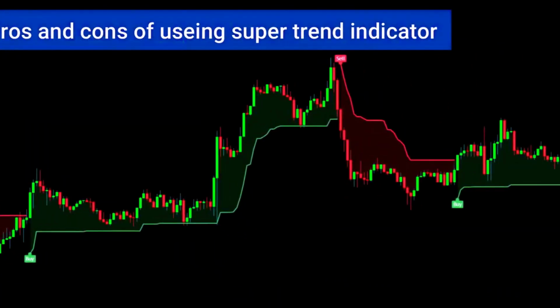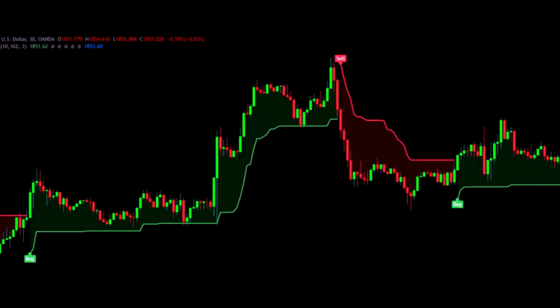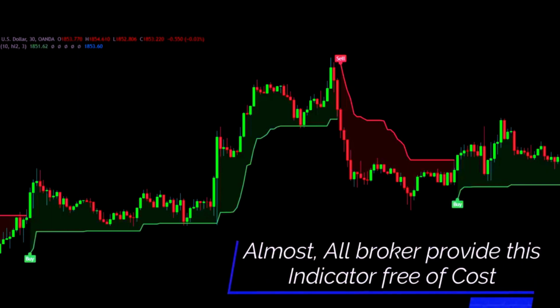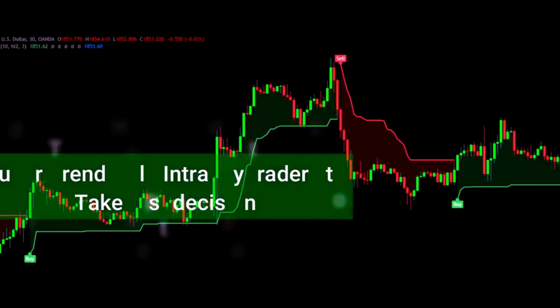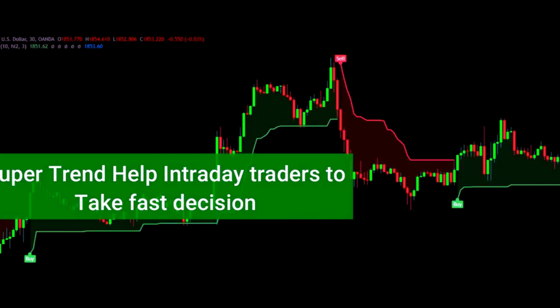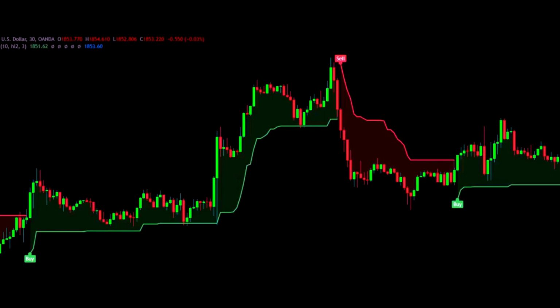Pros and cons of using super trend indicator. There are many benefits to the super trend indicator. Very accurate, helps to take the right decision at the right time. Every broker adds the indicator free of cost in their charting software, so it can be used by every trader very easily. This indicator helps intraday traders to make a decision very quickly, and it is very easy to understand.